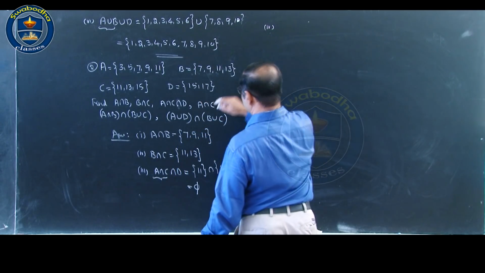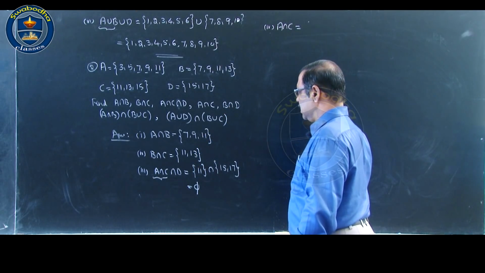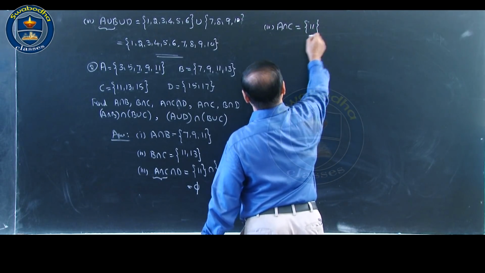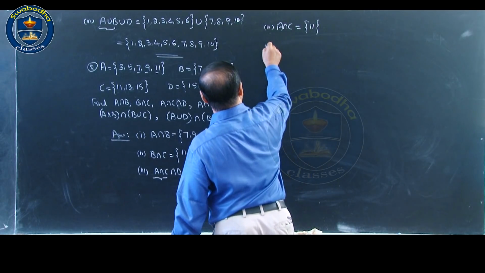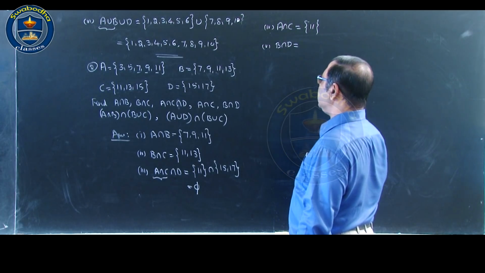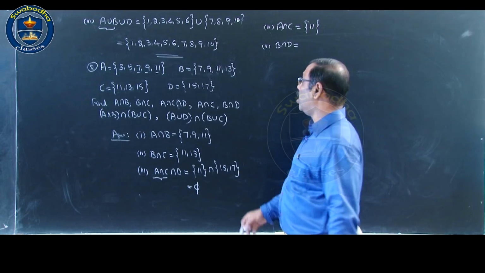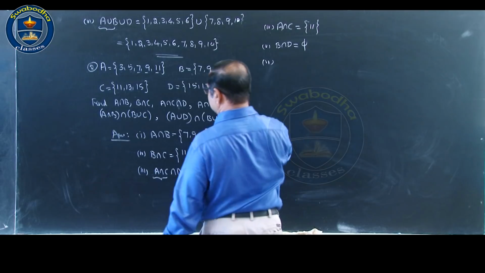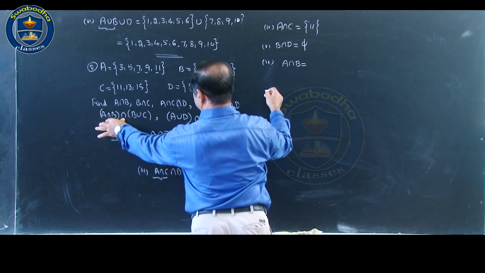Then we can write A intersection C. A intersection C is only 11. Then, the fifth one, B intersection D. Is there any common element present? No. Therefore, null set.